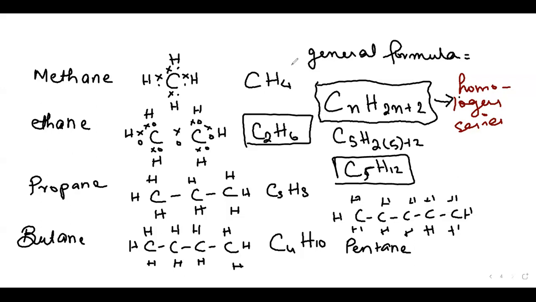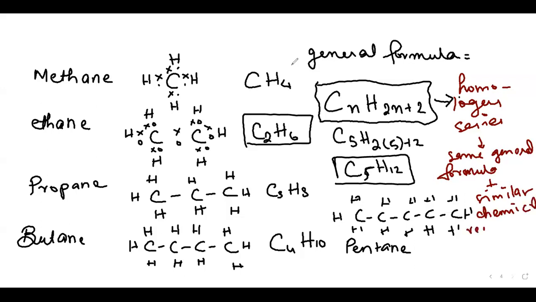Alkenes are another type of homologous series. They follow another general formula. So when I teach you alkenes, you will see they also form a specific formula. Alcohols also follow a specific formula. So any group of compounds that has the same general formula, they have similar chemical reactions, and they follow a specific trend in physical properties. Any group of compounds that has all three things, we call them a homologous series.